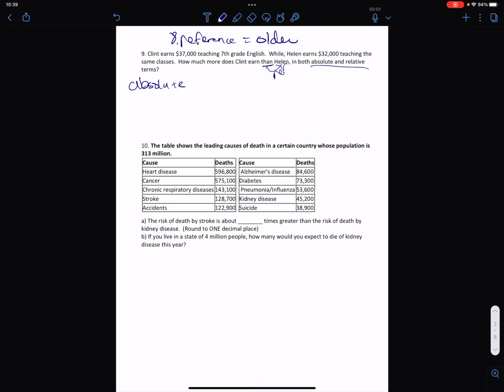But also, if I told you to find the absolute change here, would you take 32,000 and subtract 37,000 or 37,000 and subtract 32,000 if you're trying to answer this question, how much more does Clint earn? So if you want to think about that for a second, it makes a lot more sense in our head to do 37,000 minus 32,000 to say that Clint earns $5,000 more.